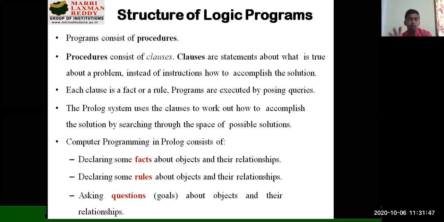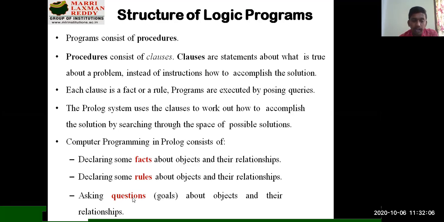Whenever I'm talking about the Prolog programming language, you need to keep these three things in mind. It deals with facts, it deals with rules, and it deals with posing queries or asking questions. So you all need to keep these three points in mind whenever we discuss the Prolog language. The terminology is the same thing we will discuss in further sessions.